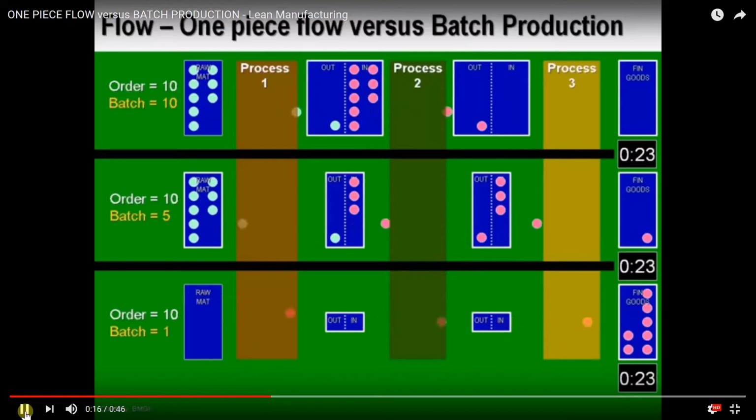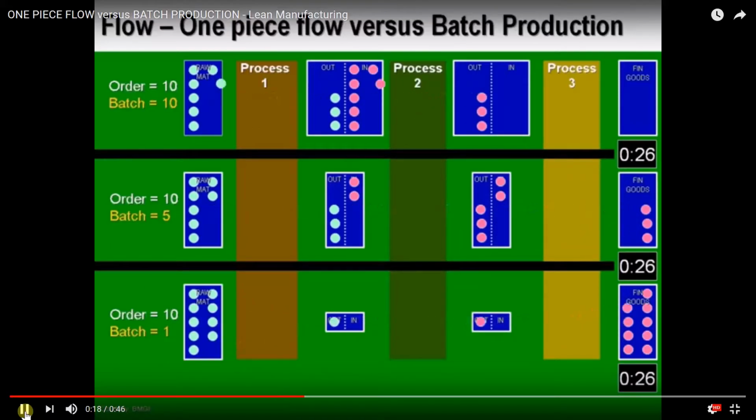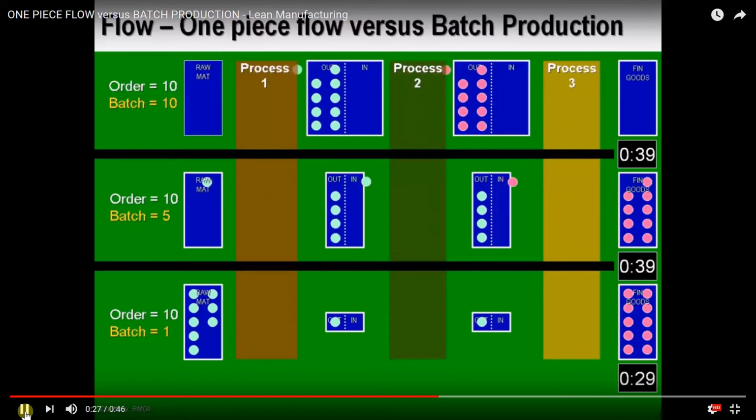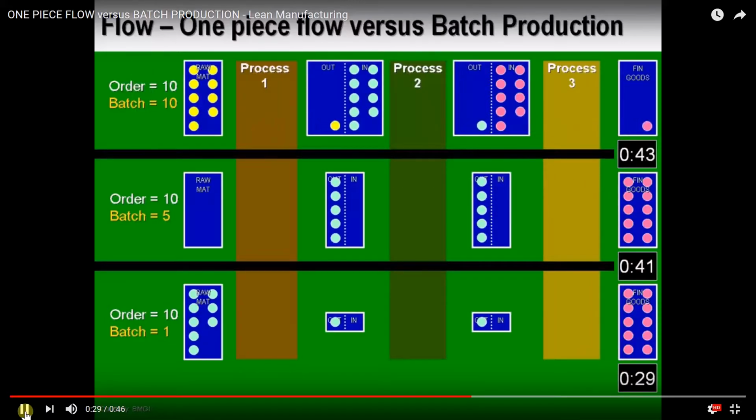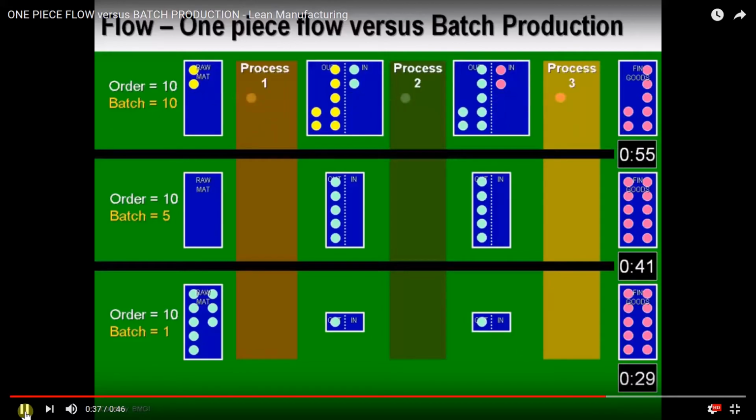So I think we're going to get the batch at the bottom out. The 1-piece flow, look, gets the batch out in 29 seconds. So if that was our order with £10 attached to it, 29 seconds, we got £10 in our hands. 41 seconds for the batch of 5. And finally, the batch of 10 at the top there. How long is it going to take? 59 seconds. Completed.